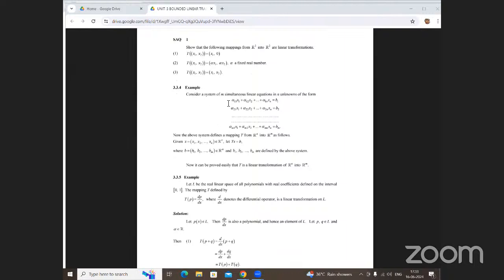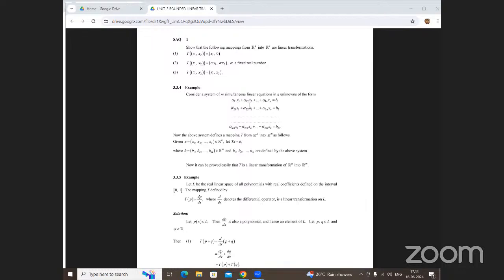This is a system of m simultaneous linear equations. A system of m simultaneous linear equations means m given equations in n unknowns of the form. Now this is the matrix representation. This is also referred to in matrix representation: a 2 by 2 matrix or 3 by 3 matrix, up to an m by n matrix. Especially, given the linear equations, m simultaneous linear equations in n unknowns of the form.